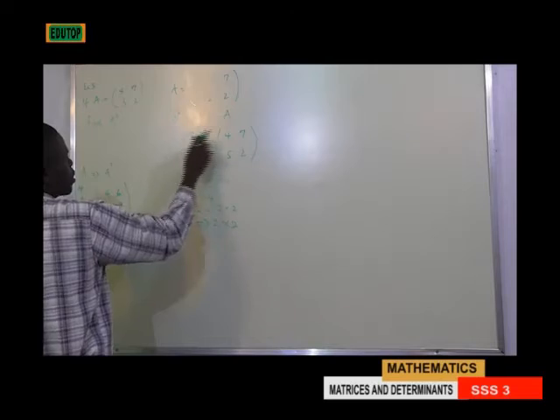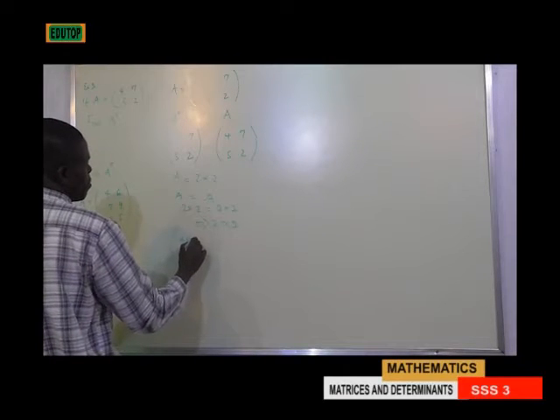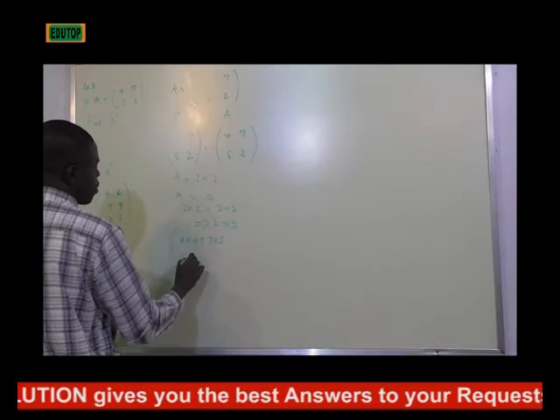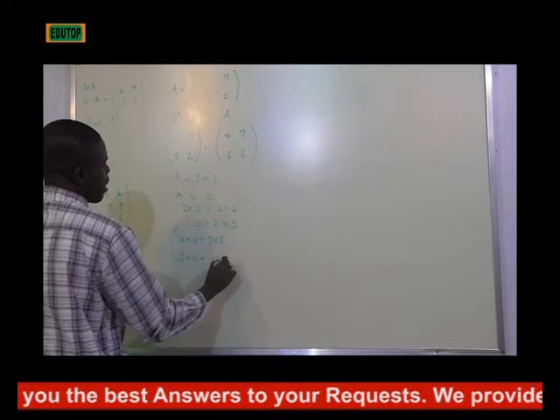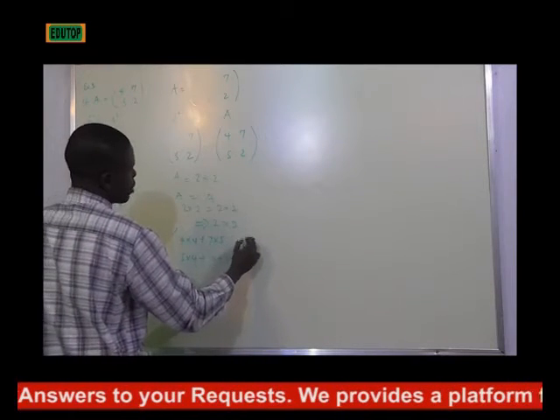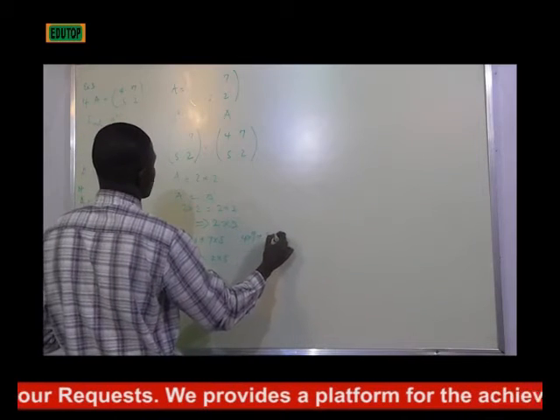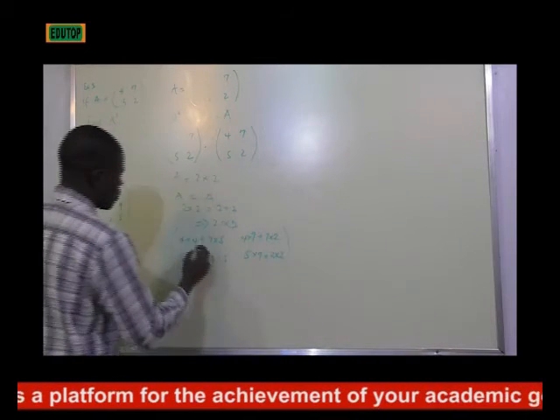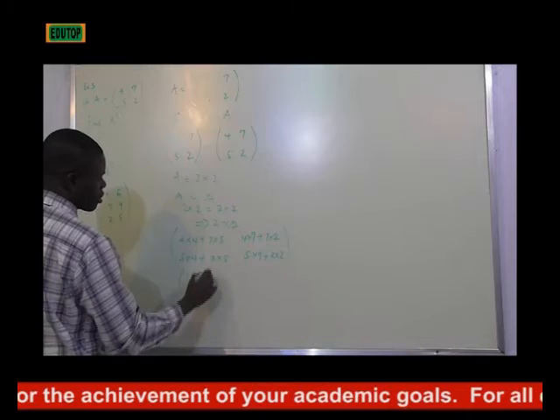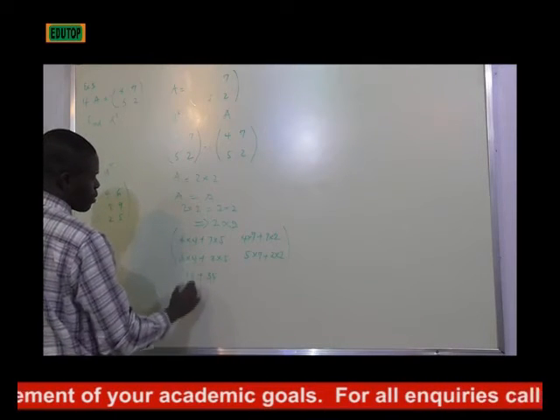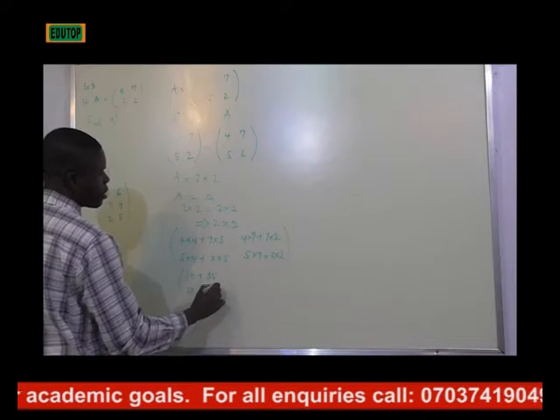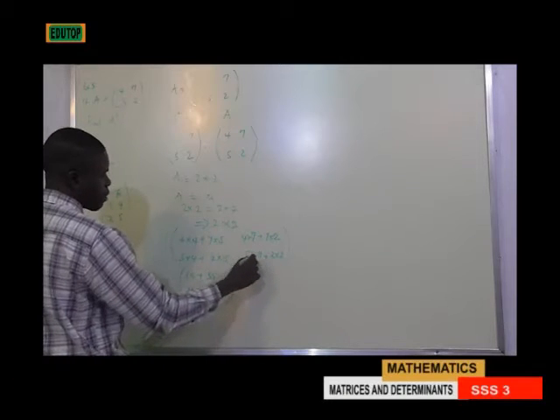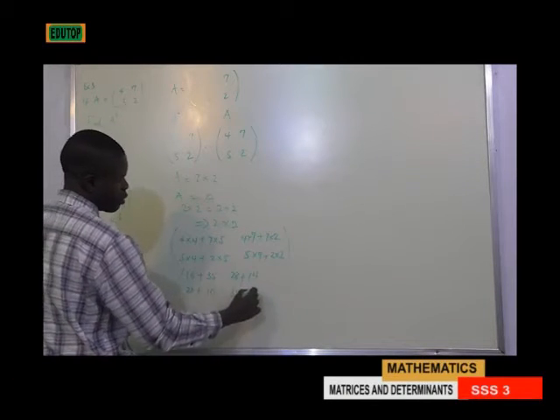It will be done by saying 4 times 4 plus 7 times 5. Then we have 5 times 4 plus 2 times 5. Then we'll repeat the same for this: 4 times 7 plus 7 times 2. Then we'll have 5 times 7 plus 2 times 2. So that will give us 4 times 4, 16, plus 7 times 5, 35. 5 times 4, 20, plus 2 times 5, 10. 4 times 7, 28, plus 7 times 2, 14. 5 times 7, 35, plus 2 times 2, 4.